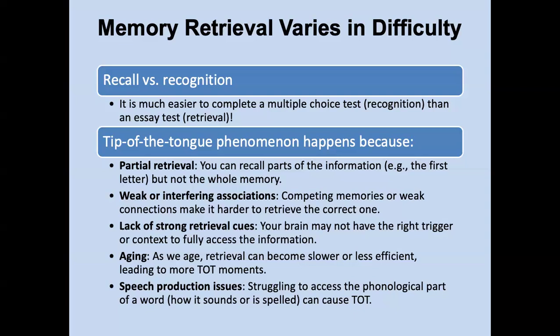Retrieval can become more difficult as we get older. And then speech production issues. This is something I really struggle with. So if you are struggling to access the part of a word about how it sounds or is spelled, that can cause this.